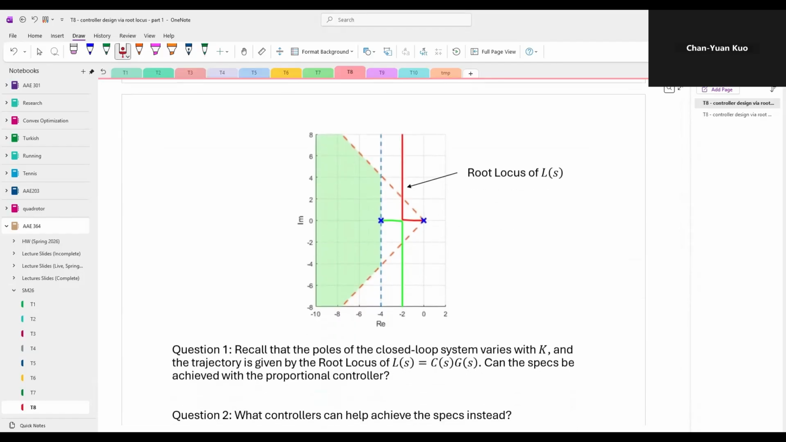So now let's overlay the root locus on the same plot. Recall that changing the proportional gain k changes the locations of the closed loop poles, and those trajectories are precisely the root locus. And by looking at the plot, we can see that the root locus never enters the green region. Therefore, no matter how we choose the proportional gain, we cannot satisfy both specifications simultaneously.